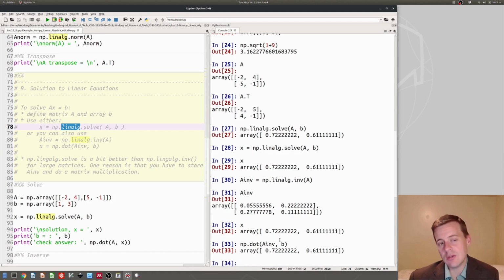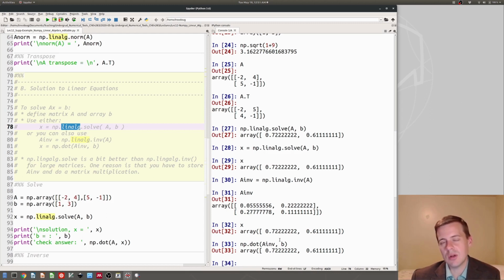The advantage to using solve is that you do it in 1 step, and it's also numerically a little bit better because you don't have to store that inverse matrix. But suppose that you wanted to solve many different systems. You could keep that inverse, and then you could solve it with one right-hand side vector b, and then you could do something later, and then you could again solve it another time later.